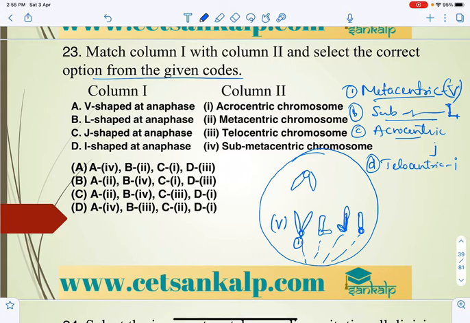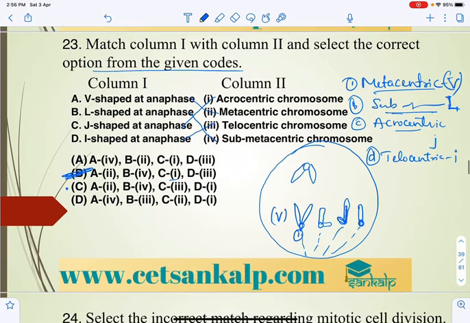So the answer for that is V shape metacentric, that is A2. So from these two options we can select. And L shape, that is submetacentric, B4, right? So in both we have B4. And J shape, that is acrocentric, D3. So here we can say that C1 and D3, I shape telocentric. So the answer for that is B.